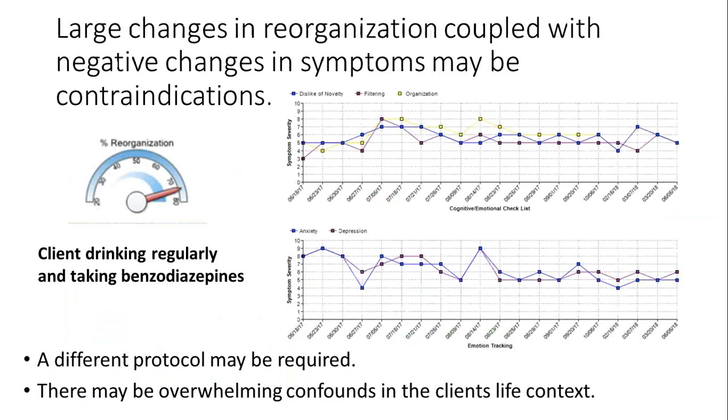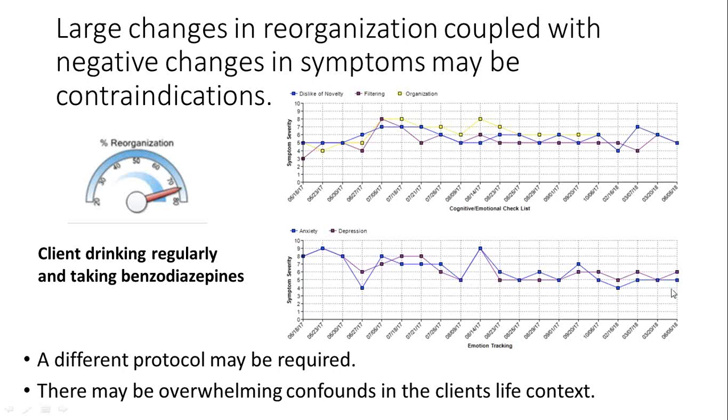Large changes in reorganization coupled with negative changes in symptoms may be contraindications. This can occur if you're seeing somebody who's not getting a lot of changes or going back and forth, and you can see this at the top, filtering and organization are kind of going up and down. It's a fairly straight line. Where we are getting anxiety and depression is starting at 8 and going down somewhat, but it's going up and down quite a bit along the way.